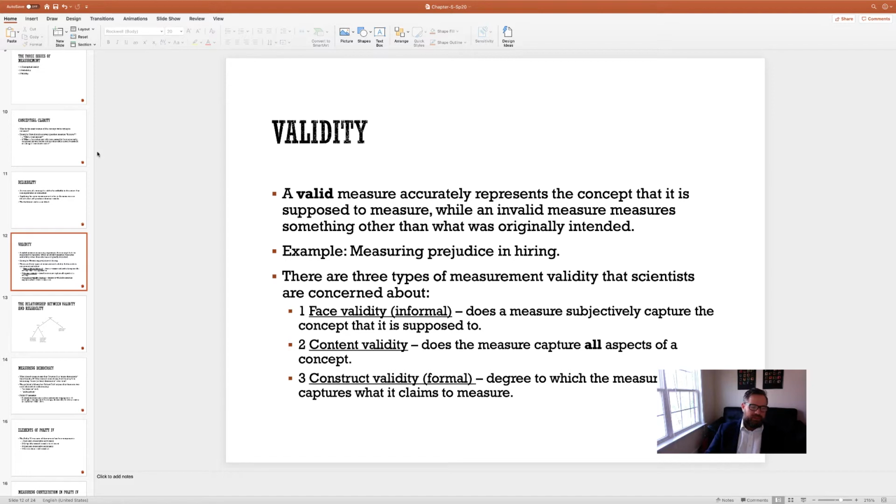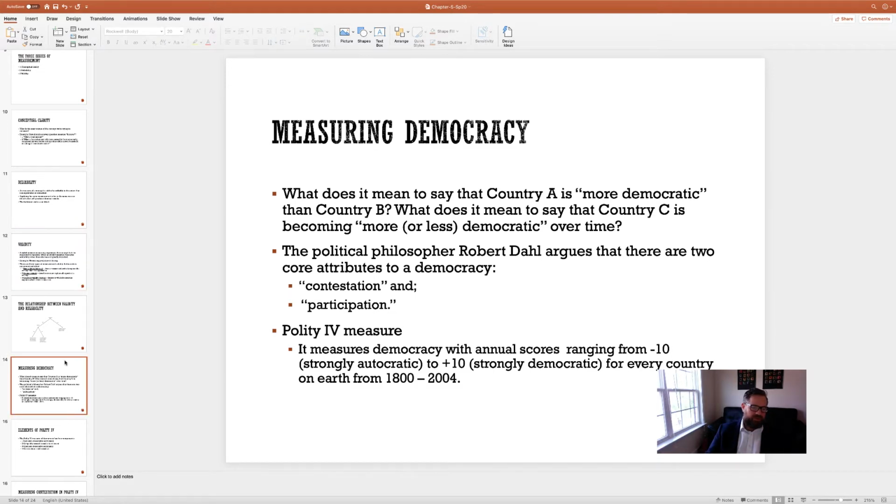All right, so let's give some examples of studies in which there is a problem with validity. A big question in the political science literature, especially in comparative politics, for those of you who studied comparative politics, is whether a country is more democratic or not. That's one thing that people are interested in measuring. Another thing is, once we've defined that, whether one country is more democratic than another, what does it actually mean for a country to become more or less democratic? And these things are ultimately tied together.